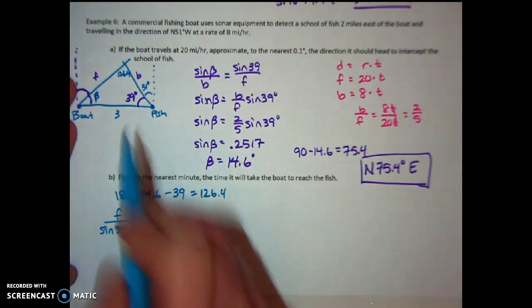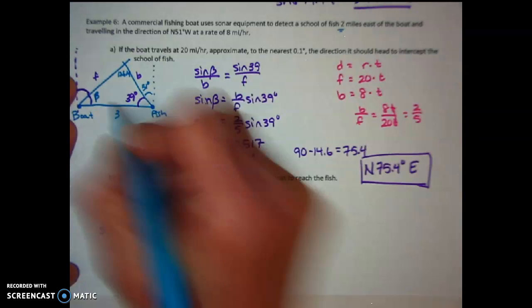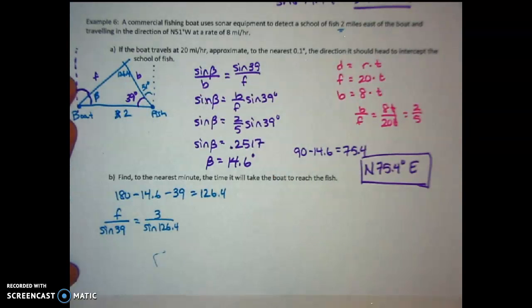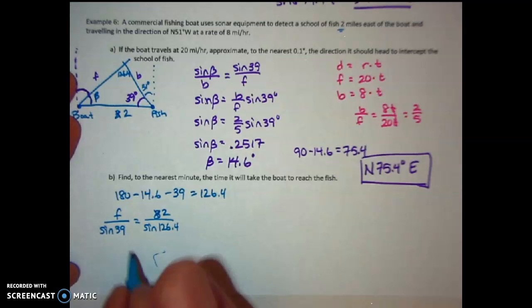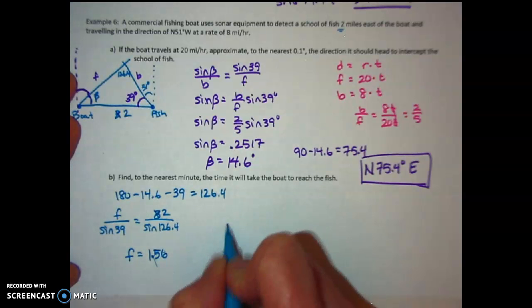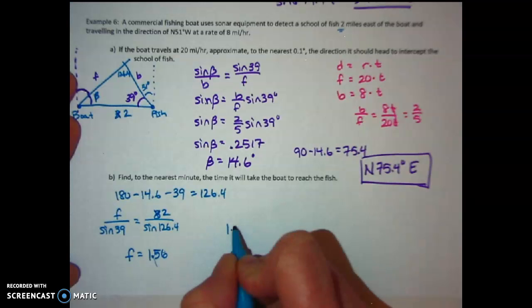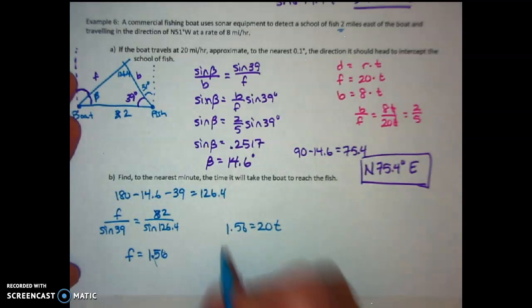And it's a good thing that up here in all this work I have not yet used this distance, because this distance is actually 2 miles. So that should actually be a 2. I apologize for my error. When I multiply both sides by the sine of 39 and I solve this, I should get that f is 1.56. So 1.56 equals 20t. I can solve this for t.